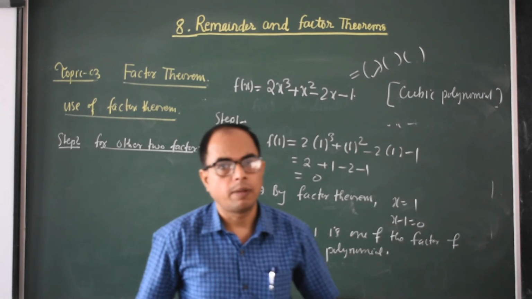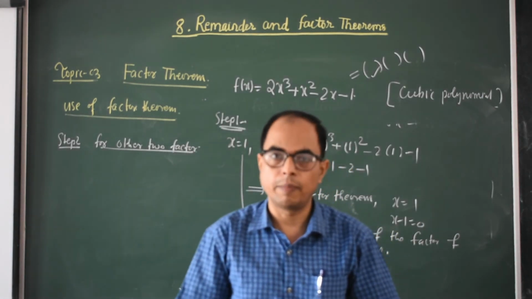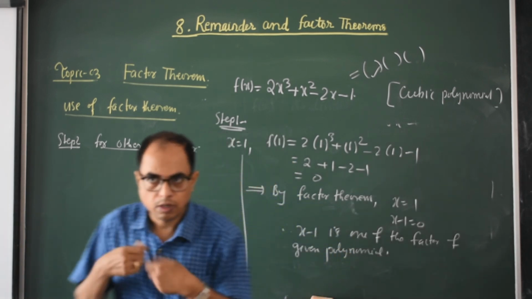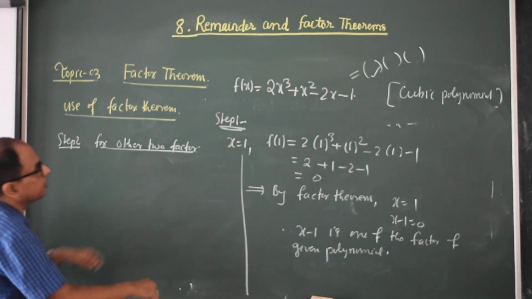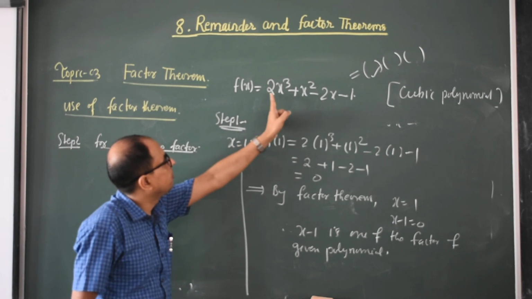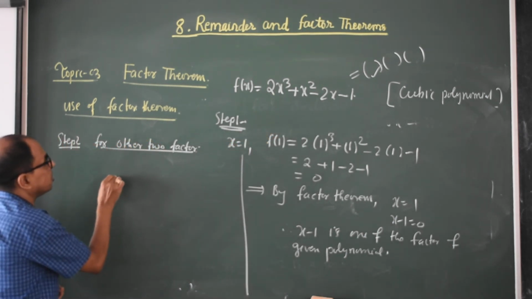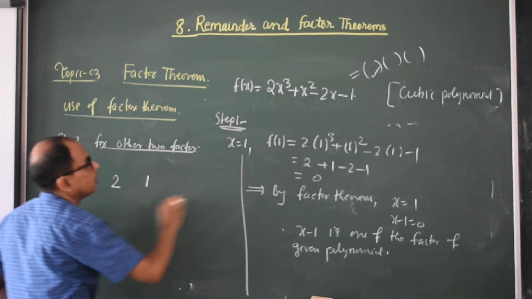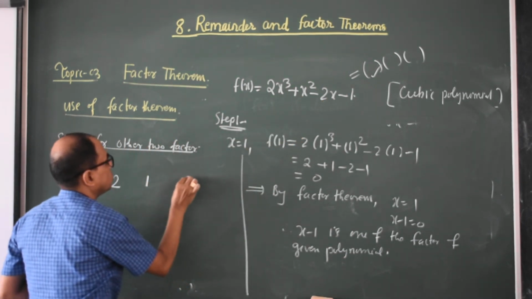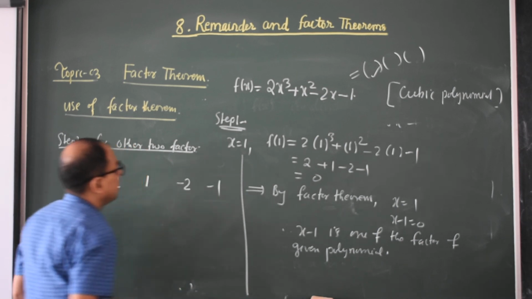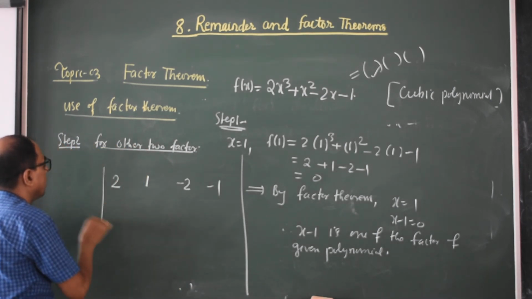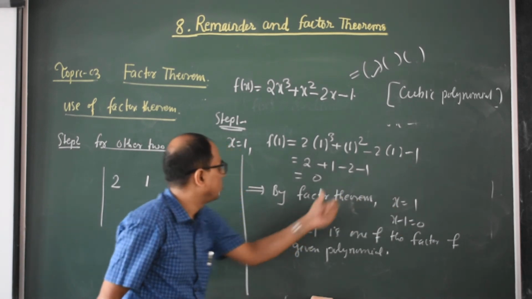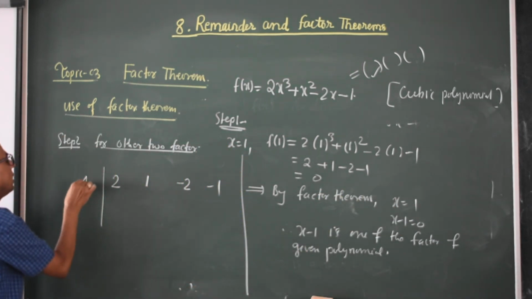Then for the quotient you have two options. Either you can go for the general method or you can go for the synthetic division method. So I am going to use the synthetic division method. For the synthetic division method, first write the coefficient 2. Then here the coefficient is 1. Then here the coefficient is minus 2 and the constant term is minus 1. Clear? Now by putting x is equal to 1, it becomes 0. Write 1 here.